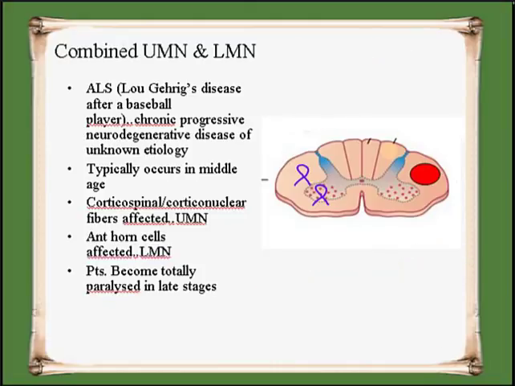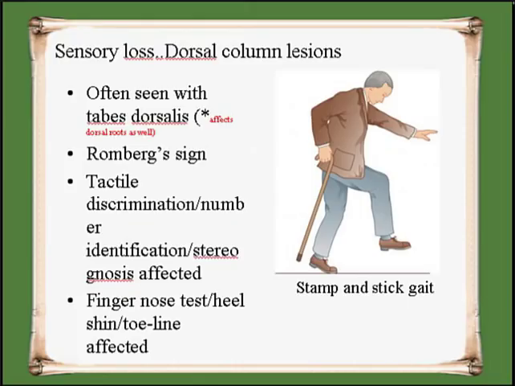The next condition we are going to see is now we are going to move on to sensory loss. And in sensory loss, we are first going to look at the dorsal column lesions, which means we are looking at the fasciculus gracilis and fasciculus cuneatus. One condition that I've described is the tabes dorsalis. This is often seen because it's caused by syphilis.